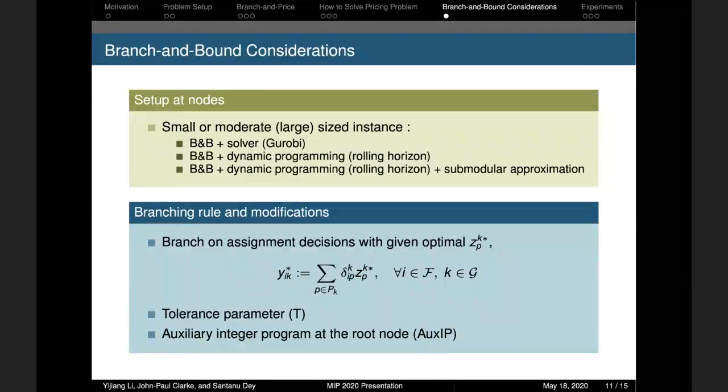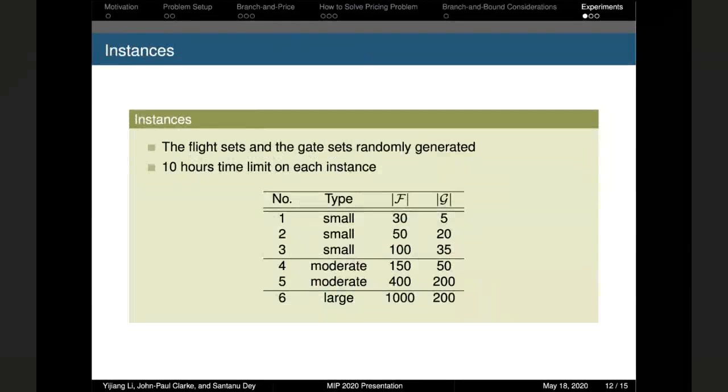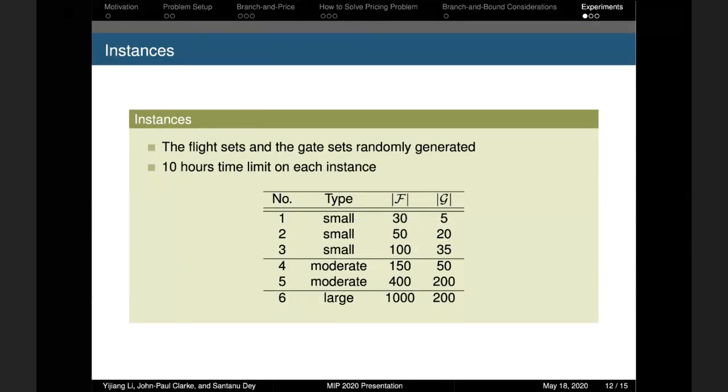So we generated our flight sets and gate sets randomly, but we tried to replicate real-world scenarios, and we put a 10-hour limit on each instance, and we have selected 6 instances to showcase our results here. There are 3 small instances, 2 moderate instances, and 1 large instance.